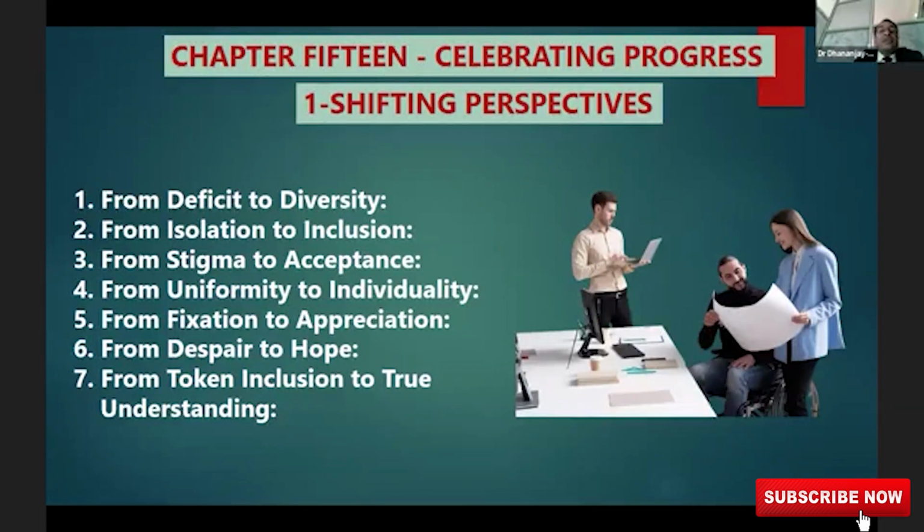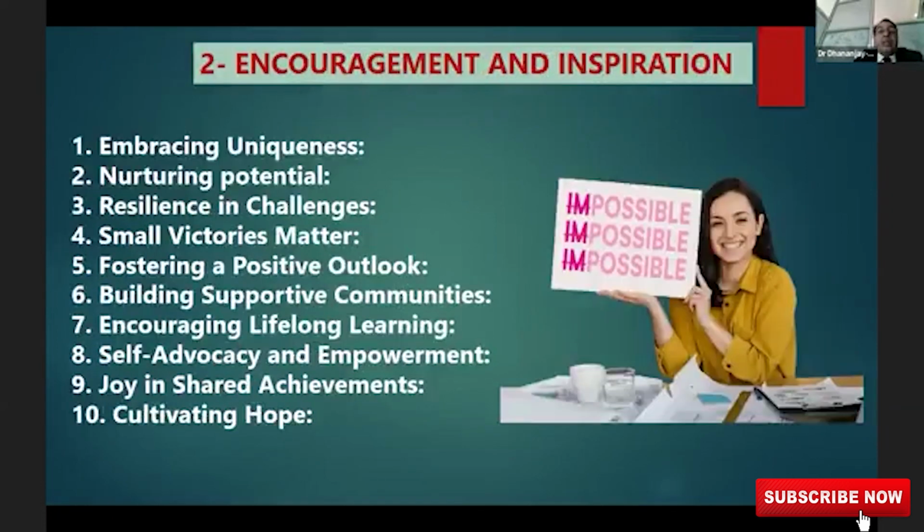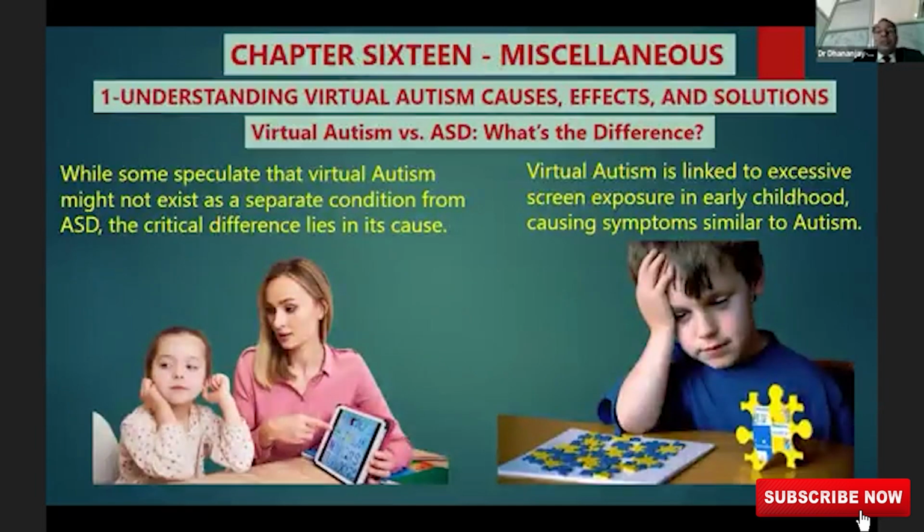Previously, it was only despair. If your child is having autism, now you have many hopes. Your child could do many things, including winning a medal in Special Olympics. From token inclusion to true understanding, then encouragement and inspiration. Then what is virtual autism?